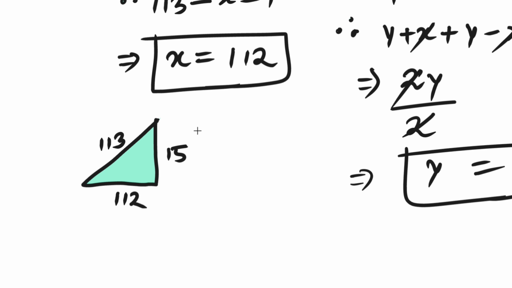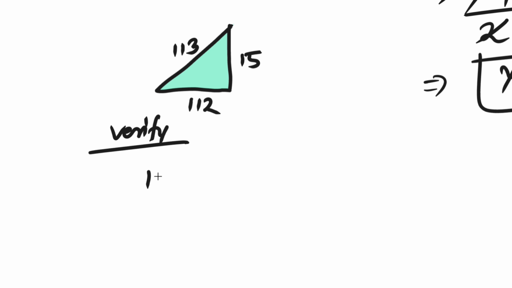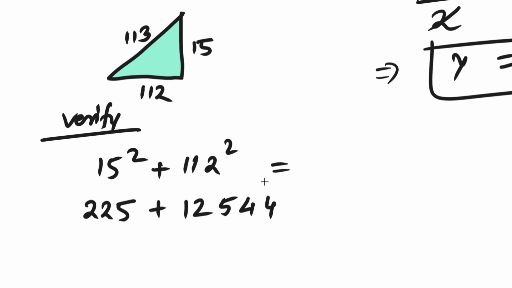Let's quickly verify that this really works. 15 squared is 225. 112 squared is 12,544. Add those together and we get 12,769.